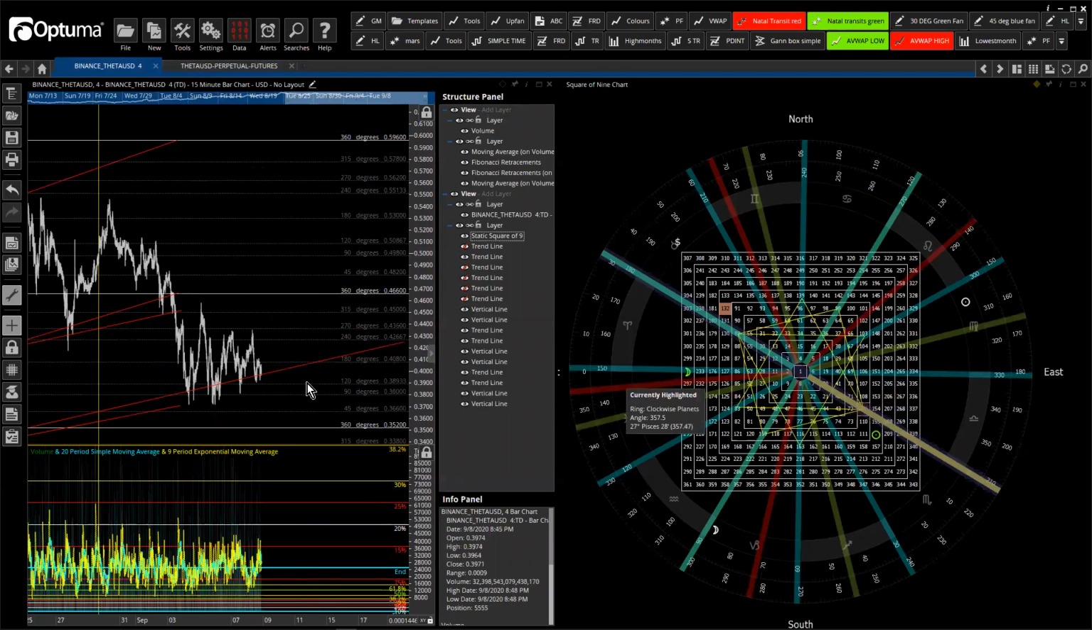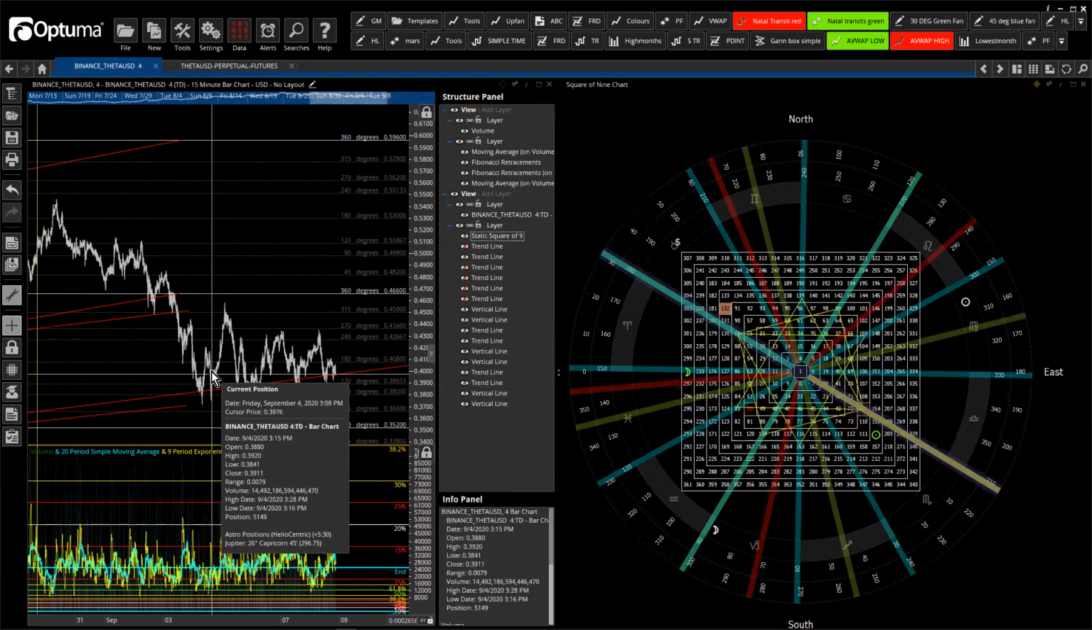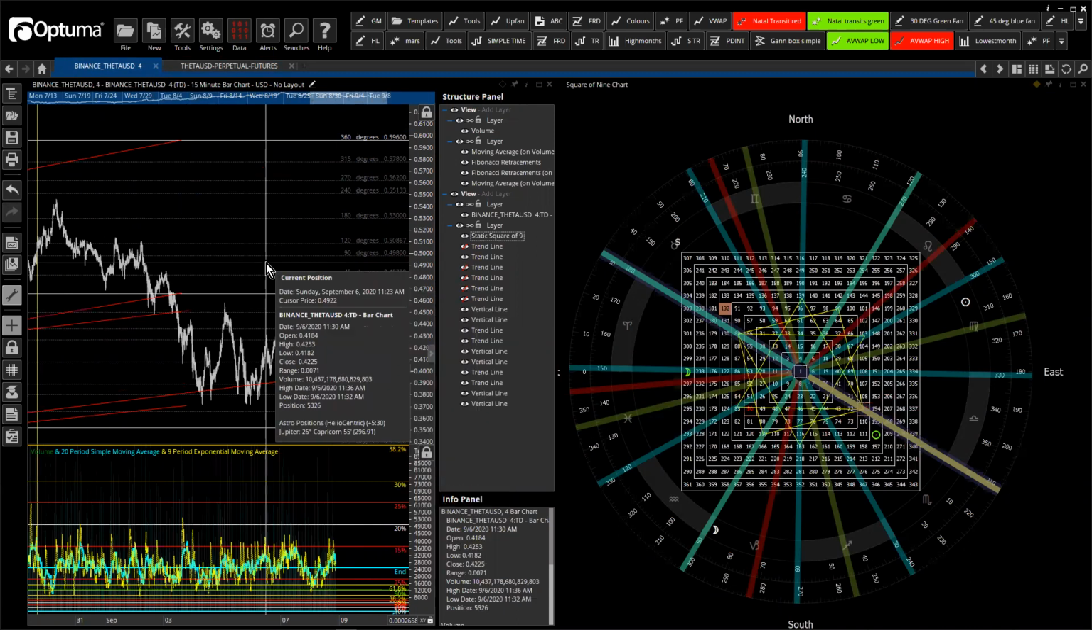When the moon makes relationships to the natal positions, you might also find the same kind of things that we were finding on those larger charts, on the longer term charts.